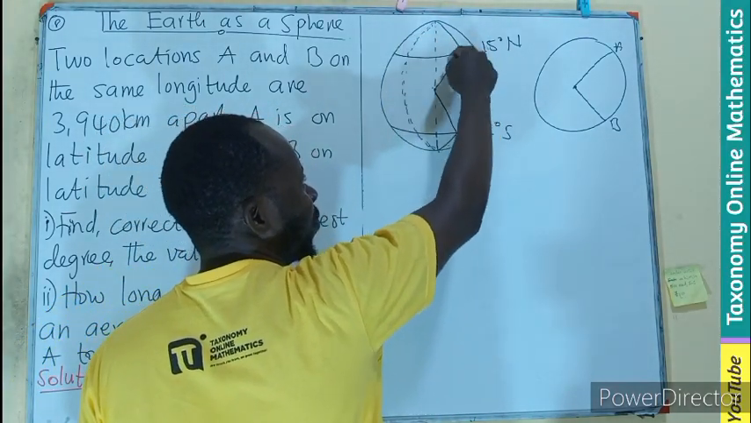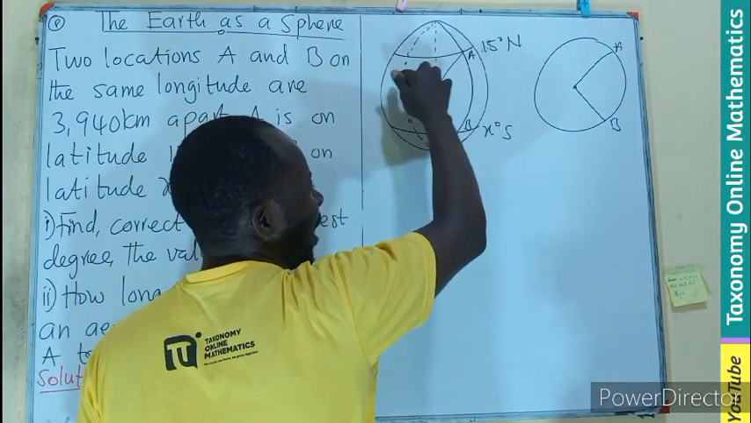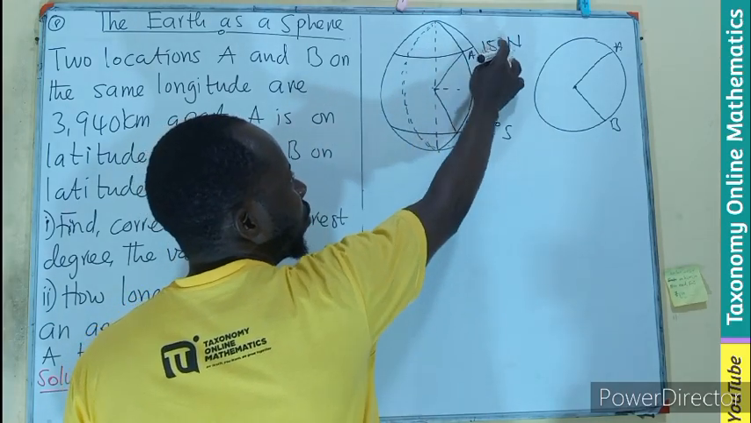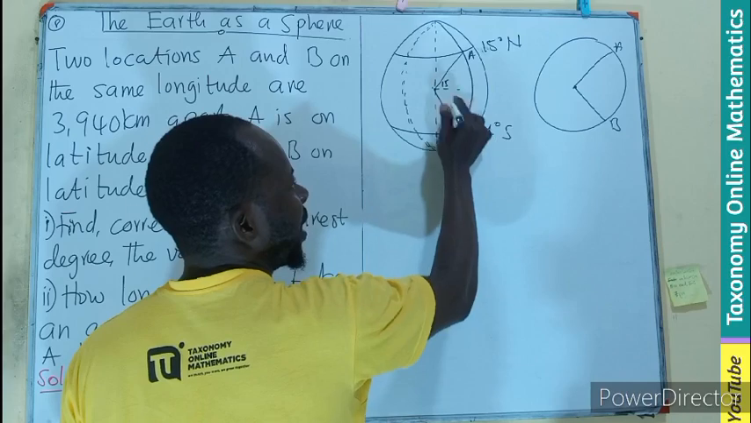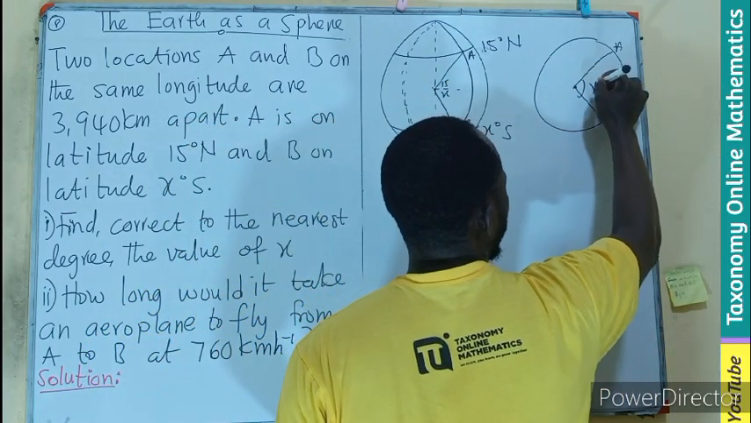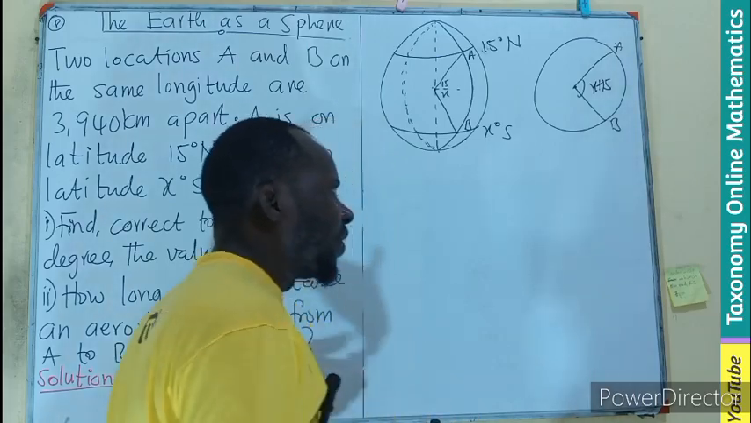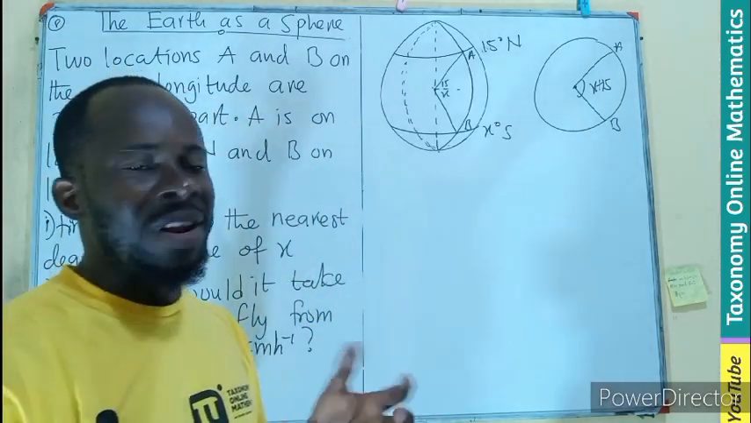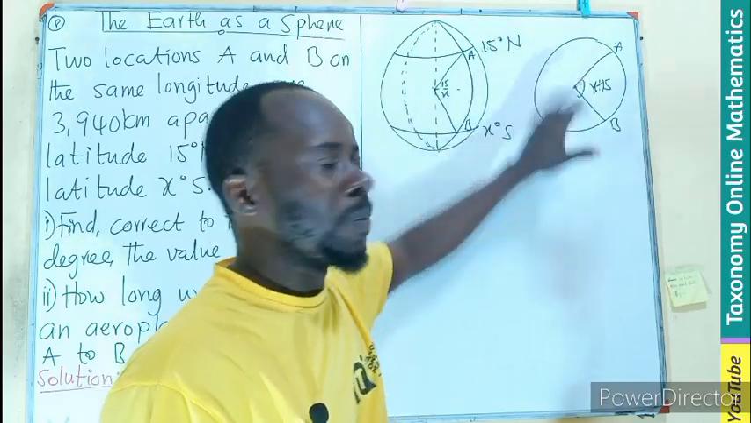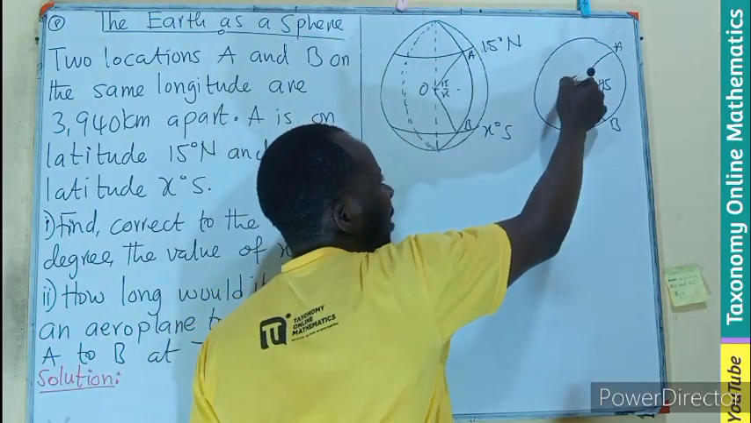If you draw a line, we are going to have parallel lines here and here, which will give us an alternate angle. So here will be 15, here will be X. So the total of that, X plus 15 or 15 plus X, will be the value of the angle we are looking for. So this is the center.